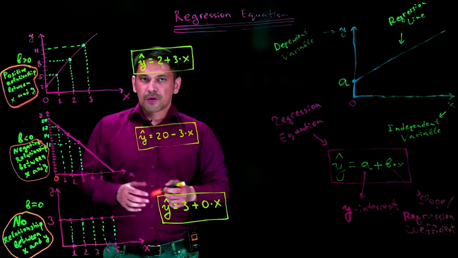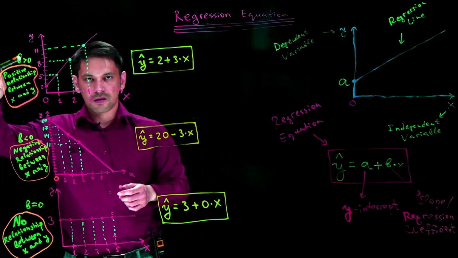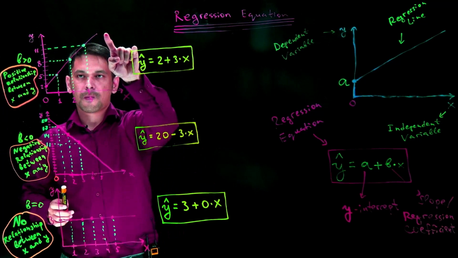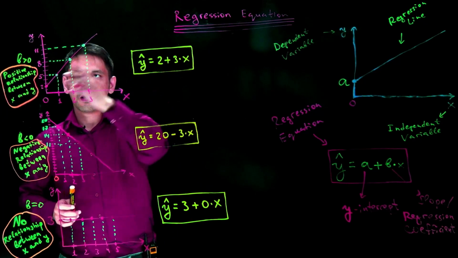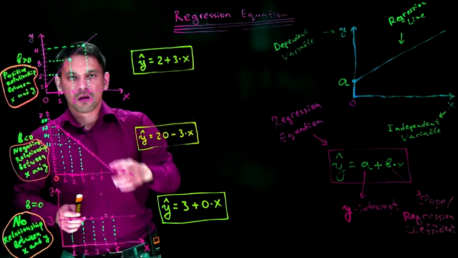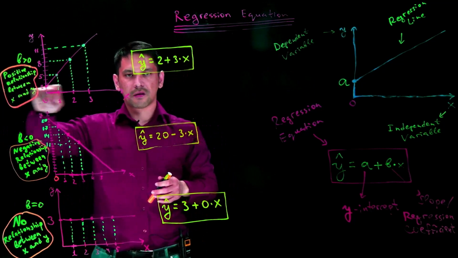So please remember that if the slope is positive, if the slope is greater than 0, then it means that the regression line is going up this way. And that means that each time x increases, y increases as well. In this case, we usually say that there is a positive relationship between x and y.